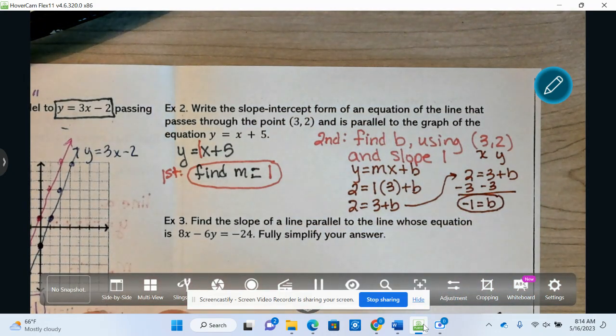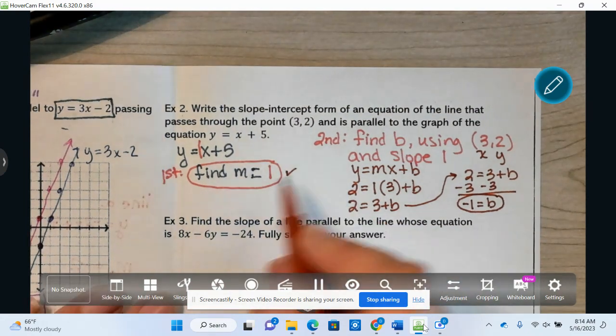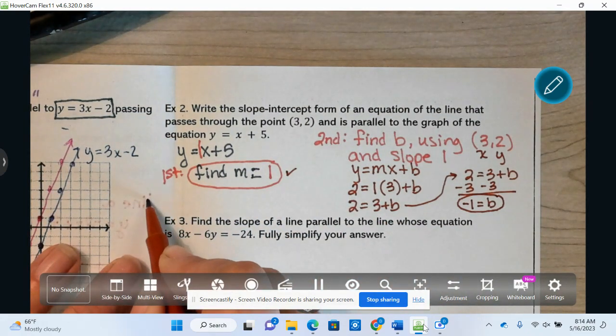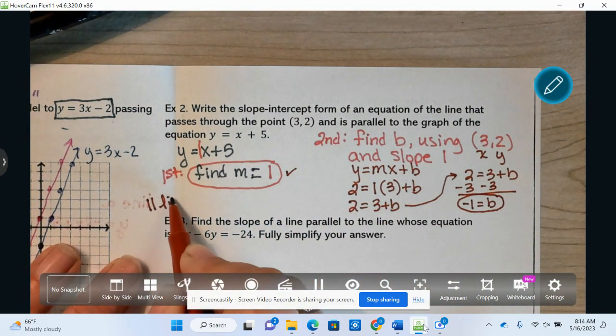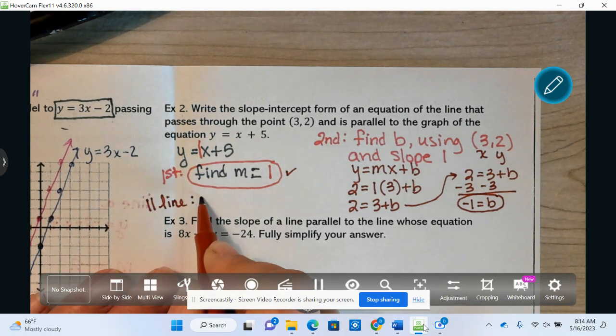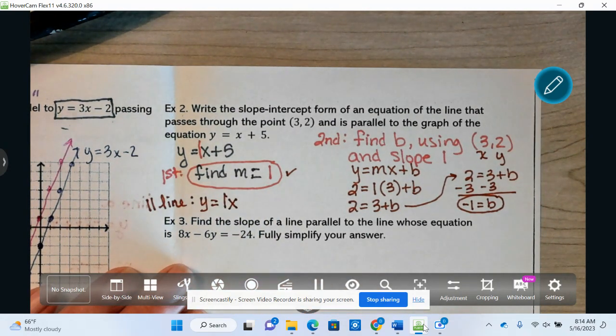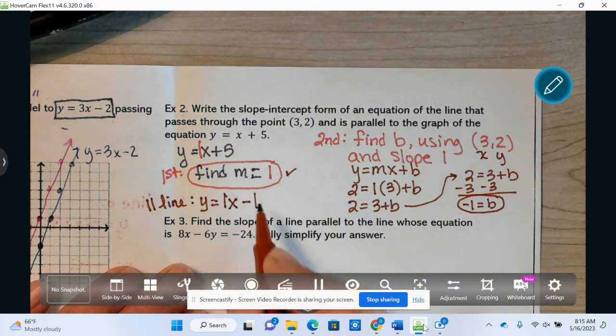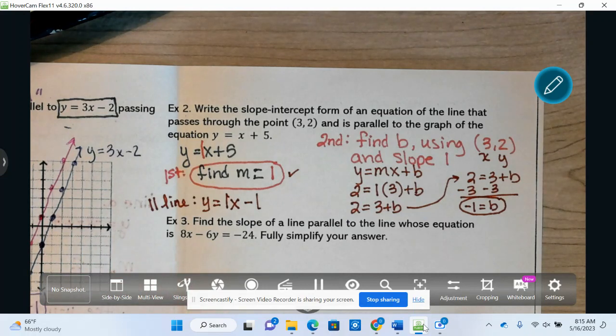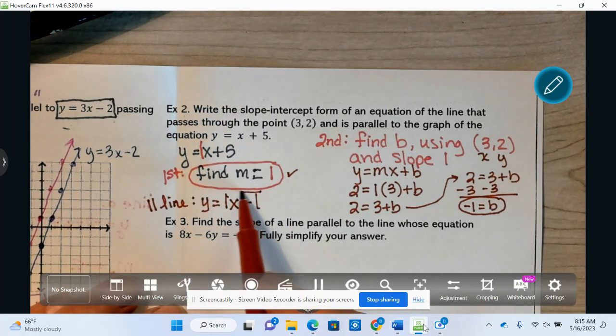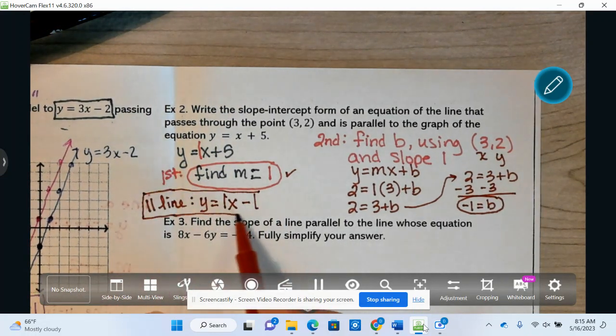So now I'm going to use my y-intercept and my slope and write the equation of the parallel line. The parallel line, remember that's the symbol for parallel, has the equation y equals, my slope is 1. I can write 1x, but I don't have to, I could just leave it as x. And my y-intercept is negative 1. So y equals 1x minus 1. This is the equation of the parallel line.